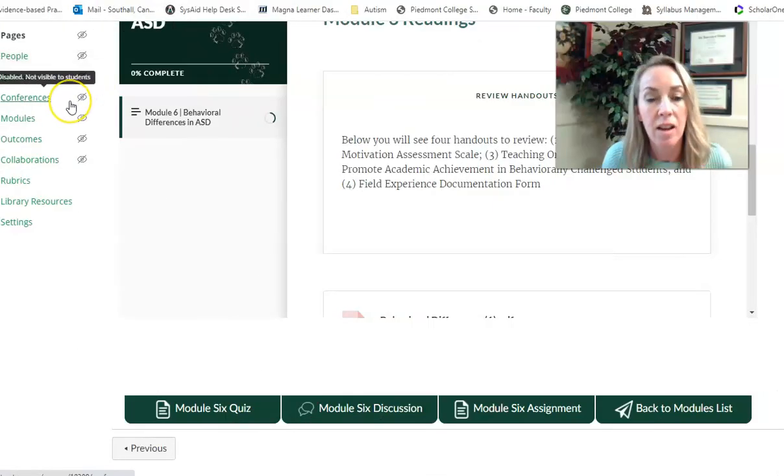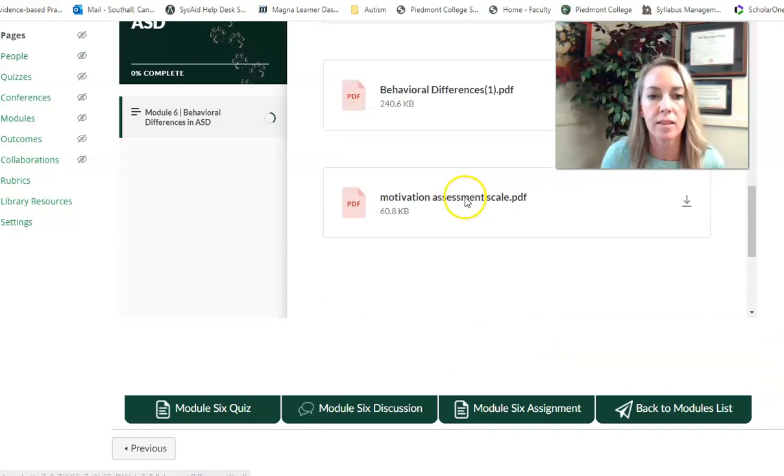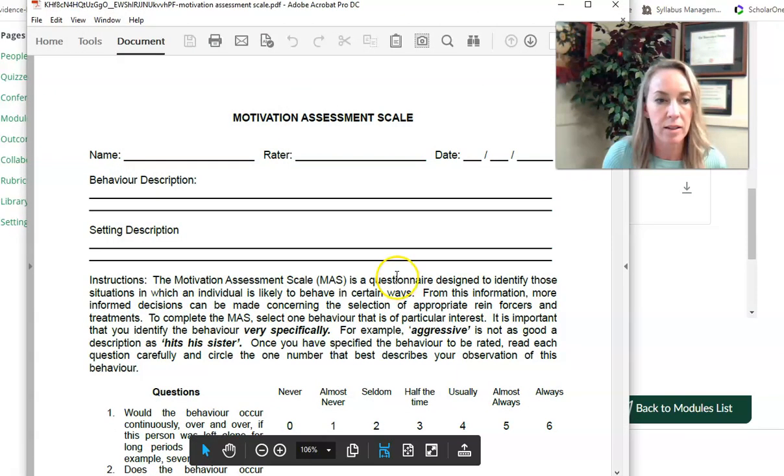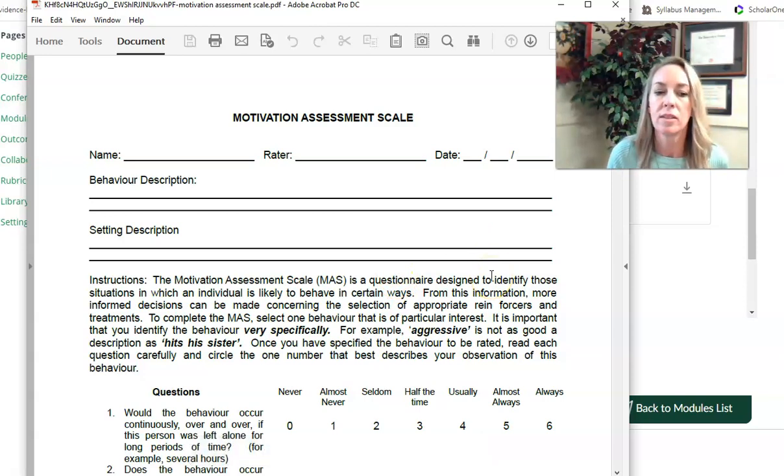Hi there. You might be wondering about this motivation assessment scale that's listed here without any context. Let's take a look at it. So the motivation assessment scale is one scale used to help a person determine the function of a behavior, or what the student is trying to achieve after engaging in a certain behavior.